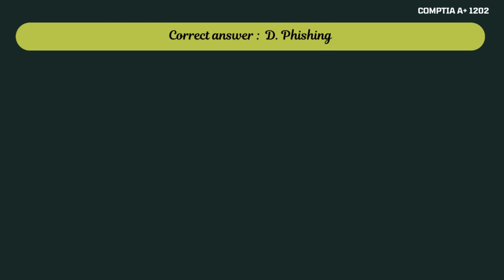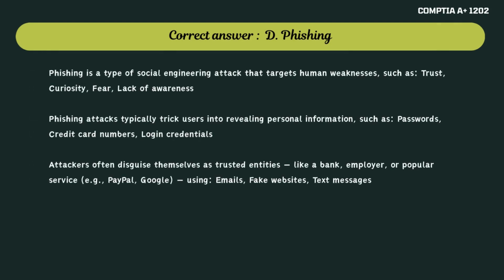Correct answer: D. Phishing. Phishing is a type of social engineering attack that targets human weaknesses, such as trust, curiosity, fear, and lack of awareness. Phishing attacks typically trick users into revealing personal information, such as passwords, credit card numbers, and login credentials. Attackers often disguise themselves as trusted entities, like a bank, employer, or popular service, such as PayPal or Google, using emails, fake websites, and text messages.